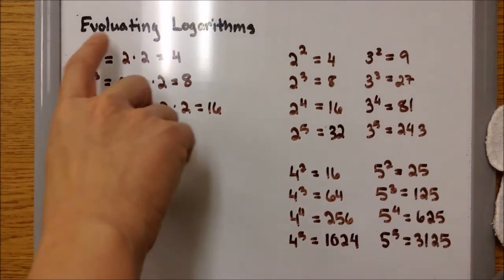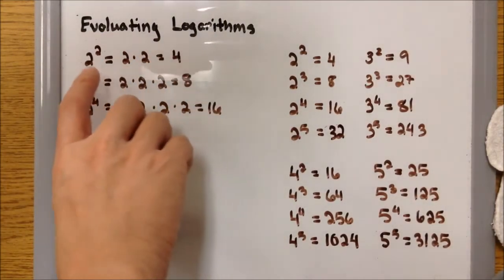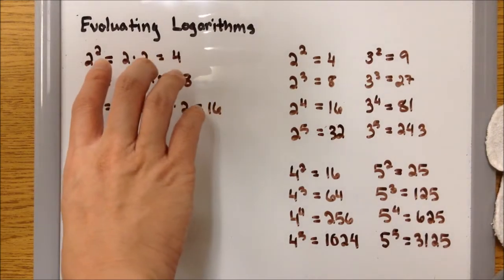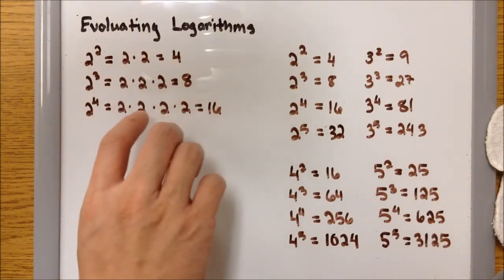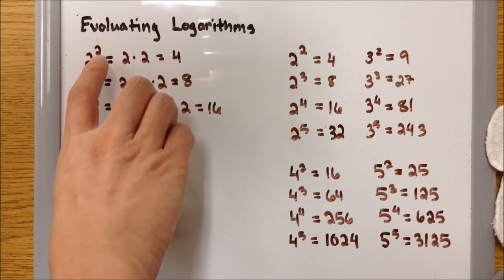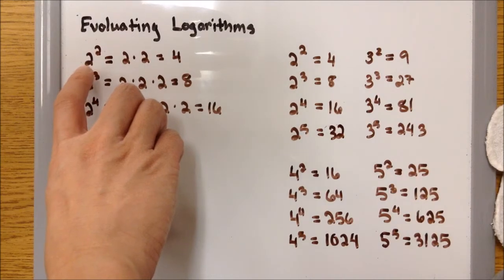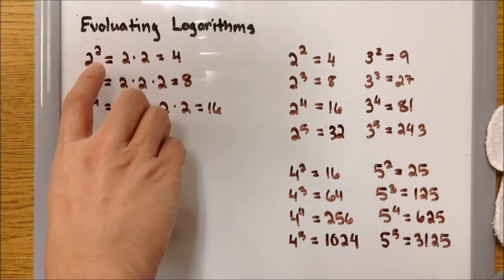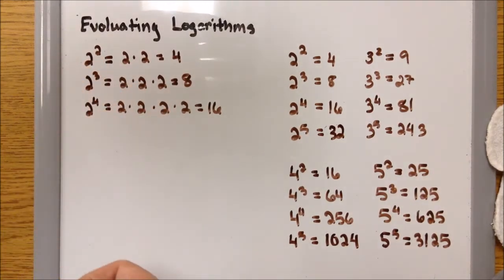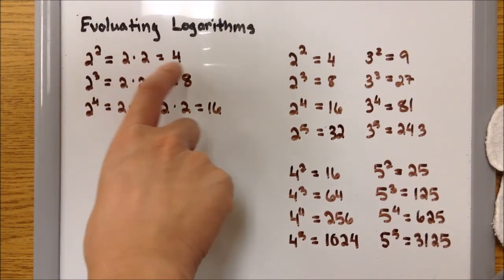When it comes to evaluating logs, we have to memorize the bases and their exponents with their corresponding answers. So we already know that 2 to the second power is 4, but let me explain. 2 is our base raised to the second power, meaning that the base will times itself 2 times, so 2 2's. And then you have 2 times 2 is 4.